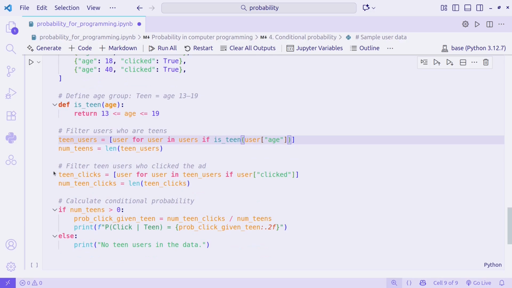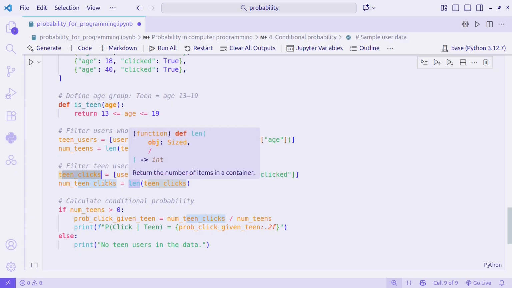And I want to see how many teen users really clicked the ad. So I want to go to the teen users that we already filtered, and then I would like to check these teen users who really clicked the web page. So teens clicks here means the users that are teenagers as well as having clicked the web page. And the number of teens with clicks is just equal to the length of this list.